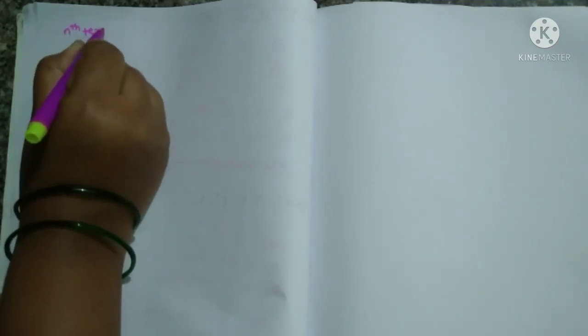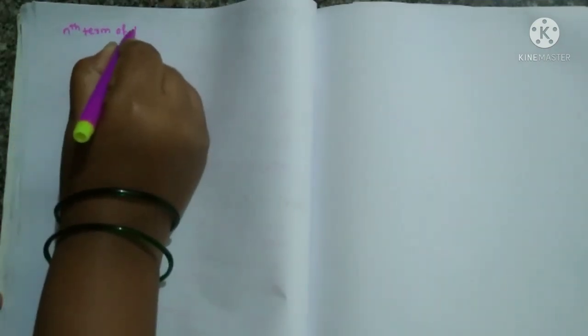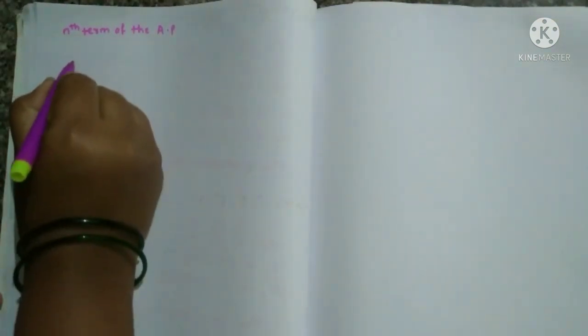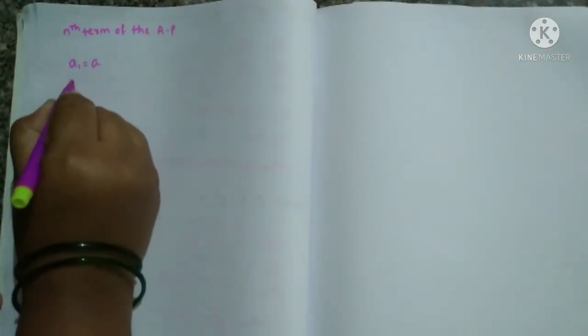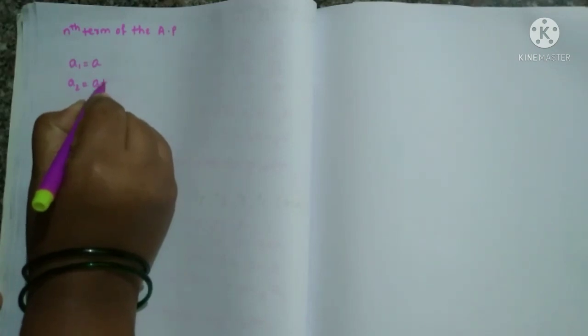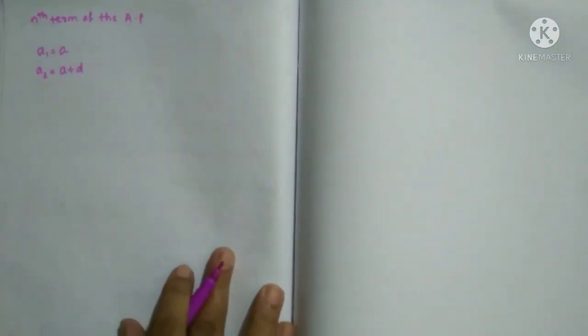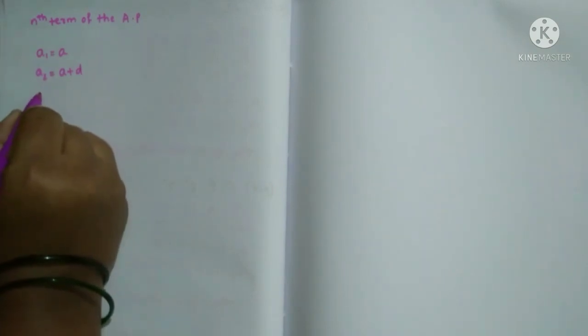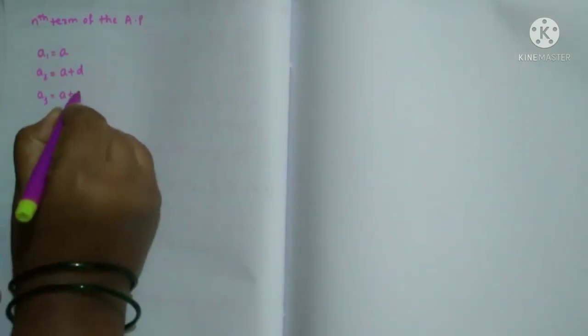We should know the nth term of the AP. We already know the first term of the AP is represented by A1, the second term is A2, the third term is A3, and you already know the formulas also. If you want to learn the nth term of the AP, AP means arithmetic progression. First term A1 is equal to A, we know that. Then A2 is equal to A plus D. For the first term, if you add D you will get the second term, A plus D. Then A3 equals A plus 2D.